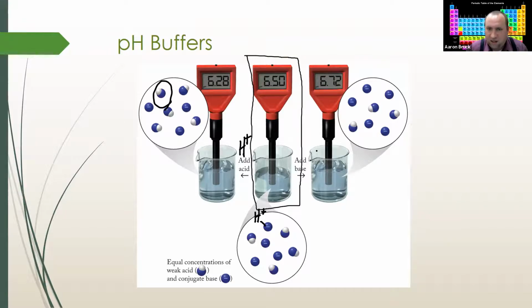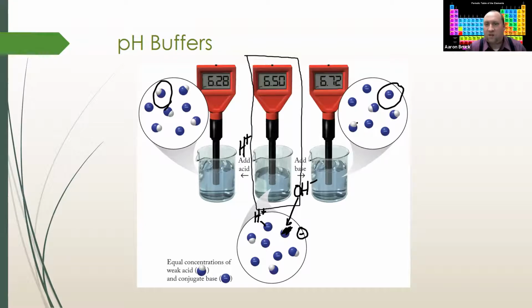On the flip side, adding base would add hydroxides. Hydroxides in this case would steal hydrogens from the conjugate acid, leaving behind an extra ion.